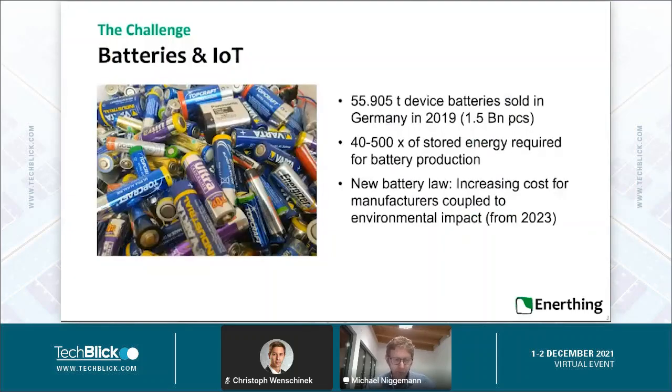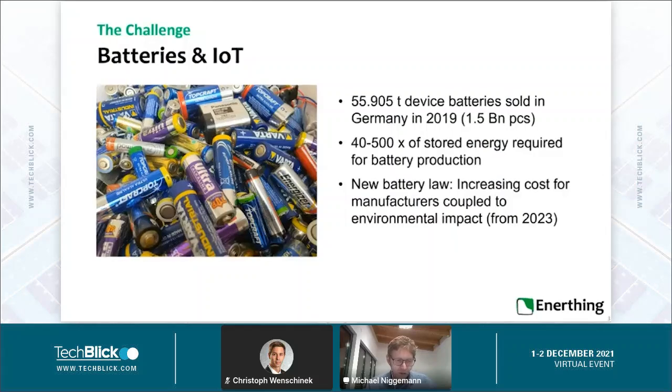Whenever we develop a new application, we see how strong the constraint from batteries is. And talking about batteries, there are other elements too. Even if a battery would run very, very long, there's an environmental issue, no question. Even in Germany, you have nearly 56,000 tons of battery waste every year. It's growing. This was the number from 2019. So it's more than 1.5 billion batteries of different sizes.